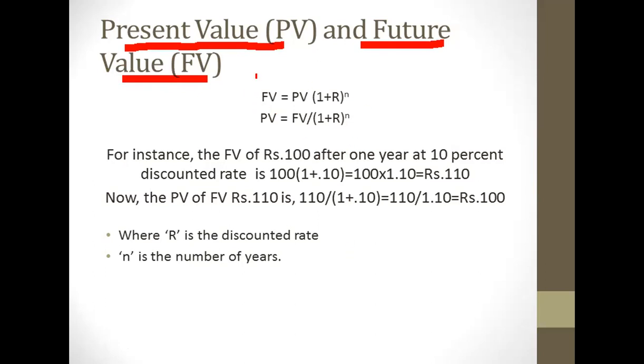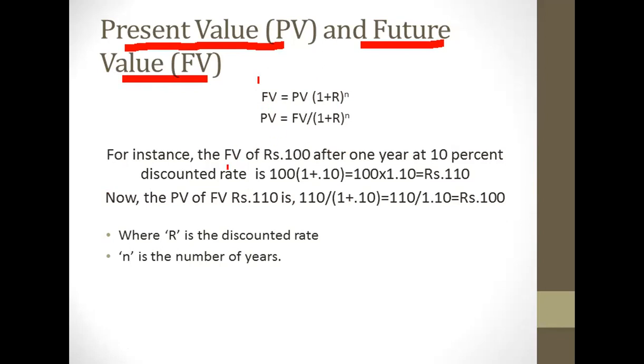So how do you calculate the future value of money? Future value of money, which is simply written as FV, is equal to PV, PV means present value of money, into 1 plus R. R is the discount rate or simply the rate of interest, raised to N. N is the number of years.